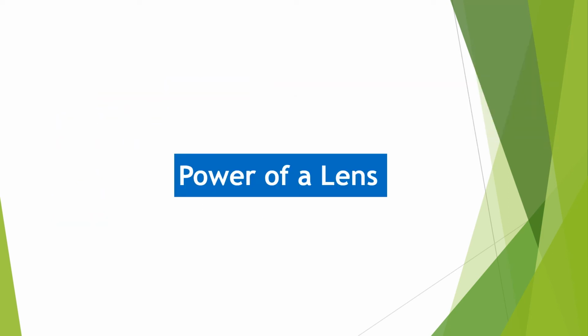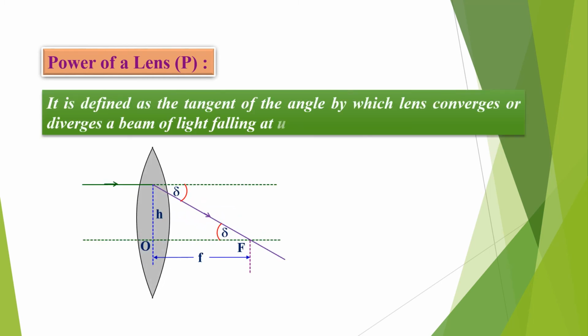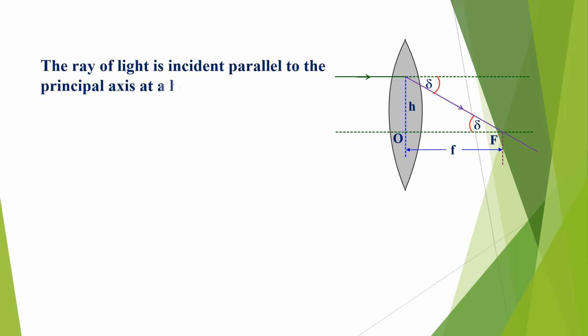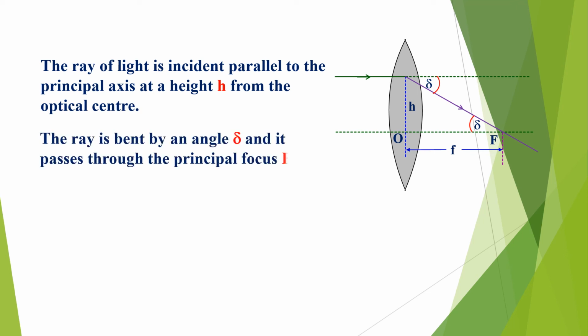Power of a lens. It is defined as the tangent of the angle by which the lens converges or diverges a beam of light falling at unit distance from the optical center. A ray of light is incident parallel to the principal axis at a height h from the optical center. The ray is bent by an angle delta and passes through the principal focus F.